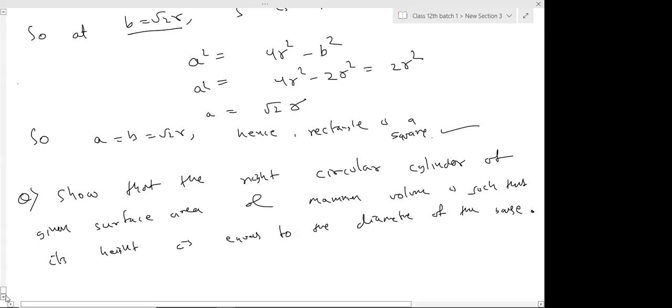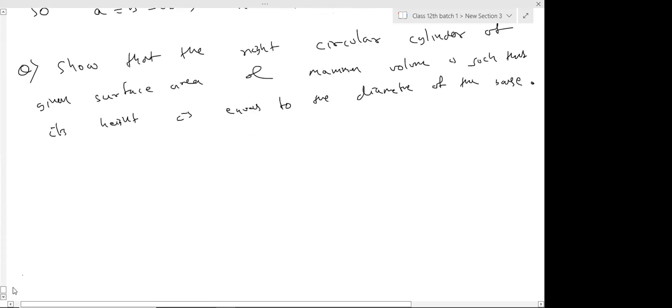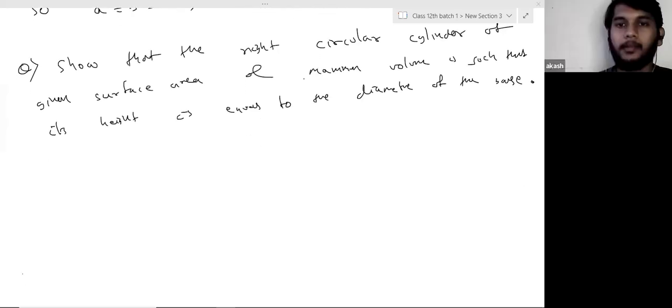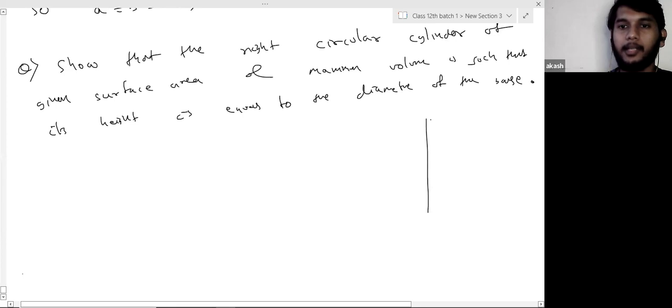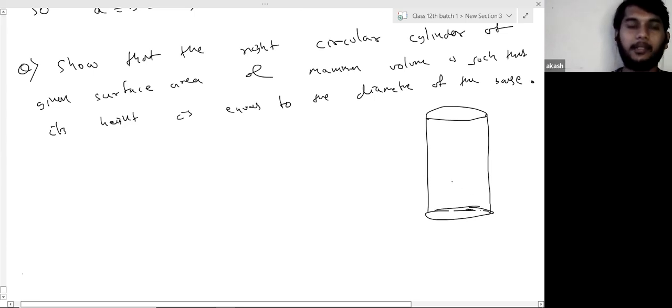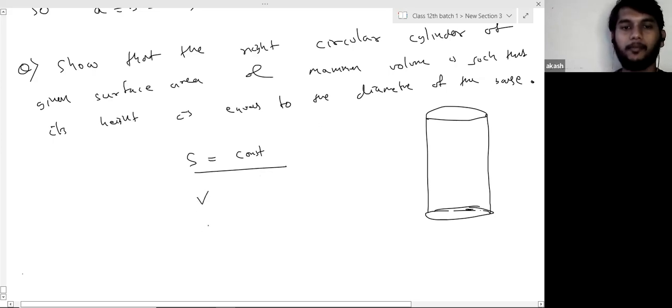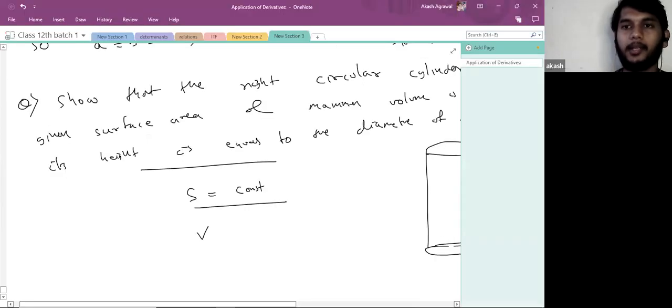Done, everyone? Done, sir. All right. So let's draw the diagram. What they are saying, prove that there can be many right circular cylinders with maximum volume of a given surface area. Given surface area means S is constant. This will not change. And maximum volume means we have to maximize volume, and the condition automatically comes out as the result. No worries. So let's draw the diagram.